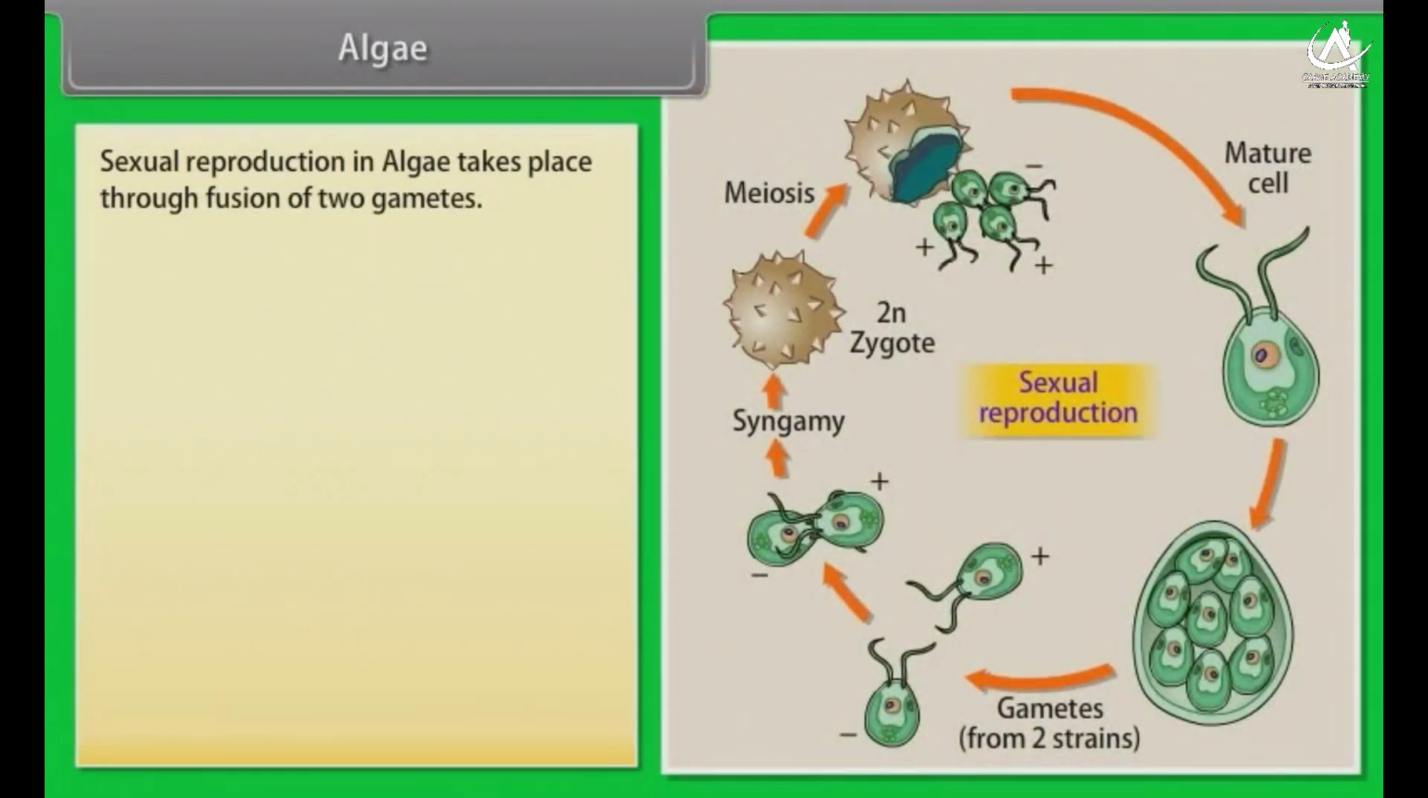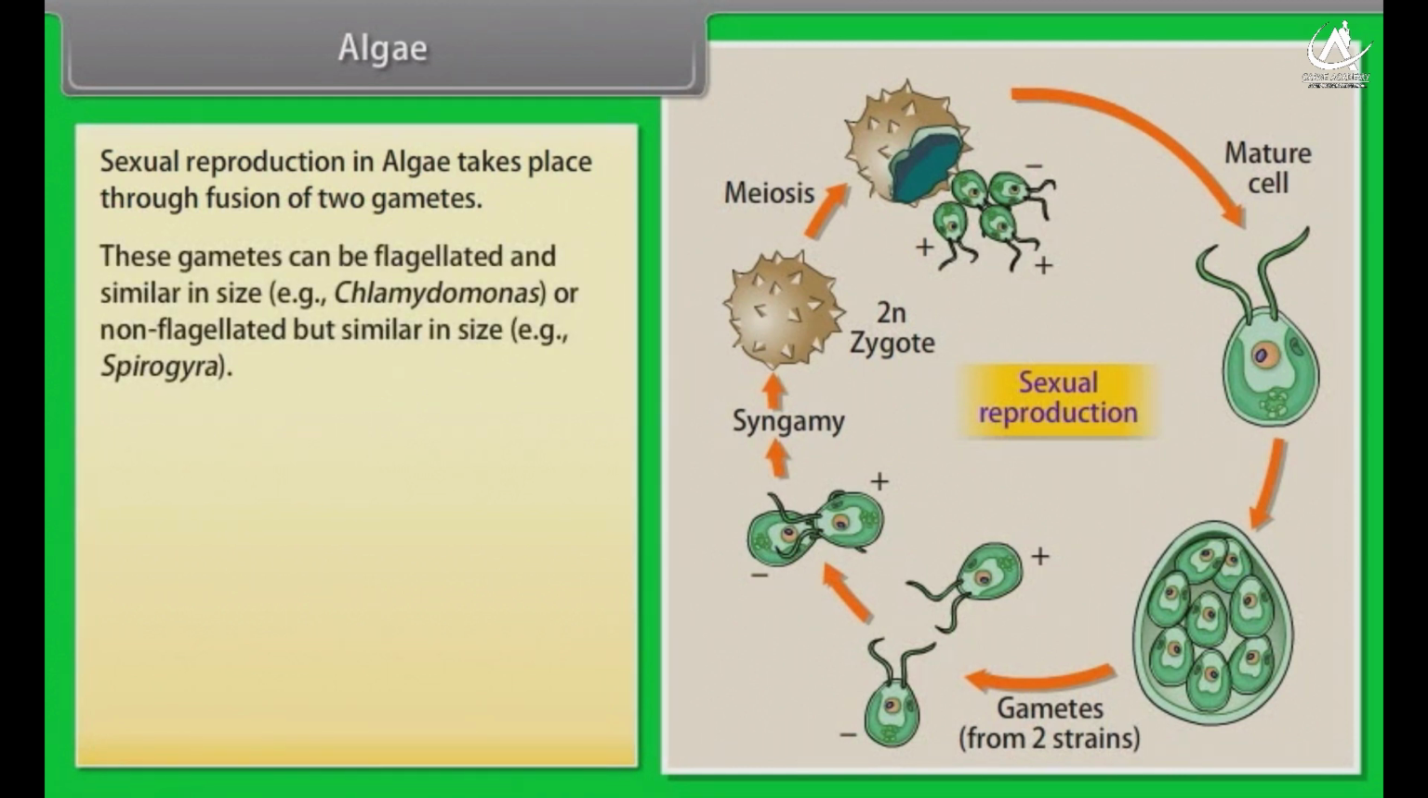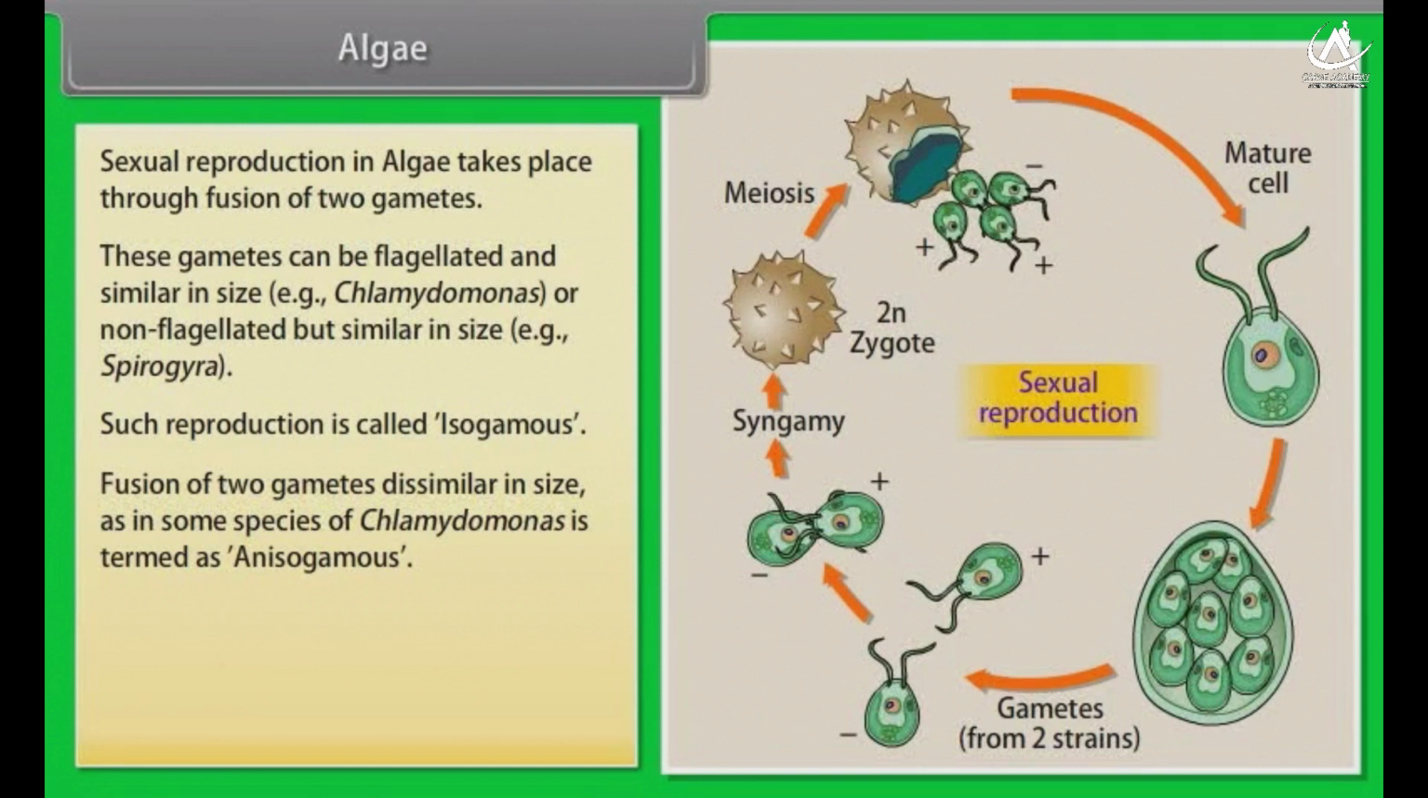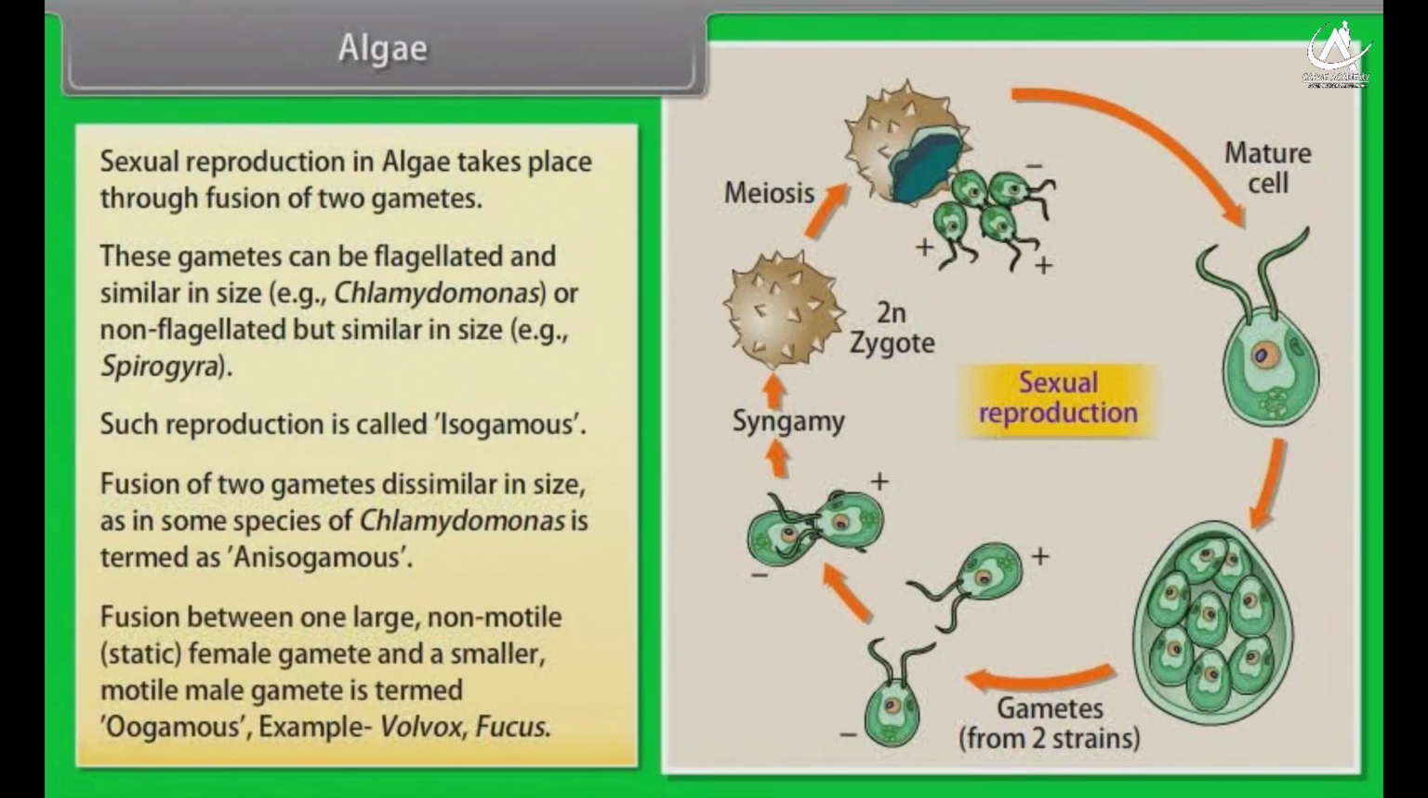Sexual reproduction in algae takes place through fusion of two gametes. These gametes can be flagellated and similar in size. Example, Chlamydomonas, or non-flagellated but similar in size. Example, Spirogyra. Such reproduction is called isogamous. Fusion of two gametes dissimilar in size, as in some species of Chlamydomonas, is termed as anisogamous. Fusion between one large, non-motile, static female gamete and a smaller, motile male gamete is termed oogamous. Example, Volvox, Fucus.